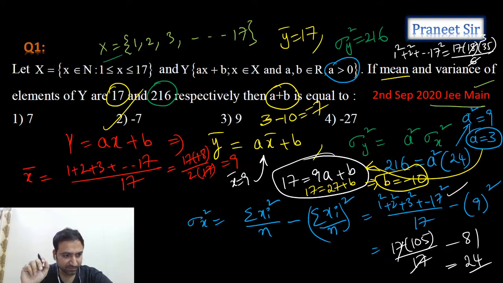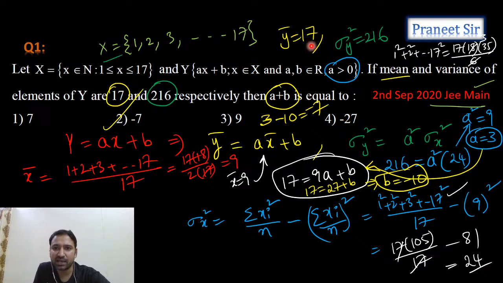Okay. Let's discuss it one more time. So x is 17 numbers, 17 observations we have, 17 natural numbers. And the relation between x and y he gave: y is equal to ax plus b. And the mean and variance of y are given, 17 and 216. We need to calculate the a value and b value.